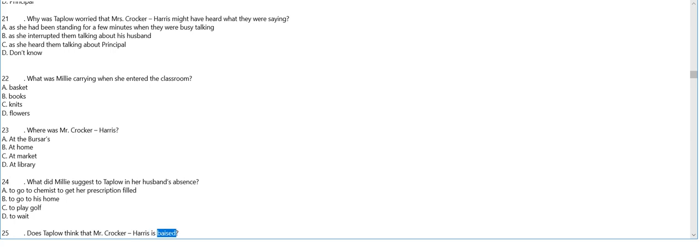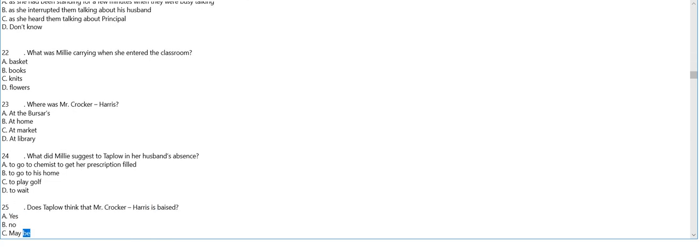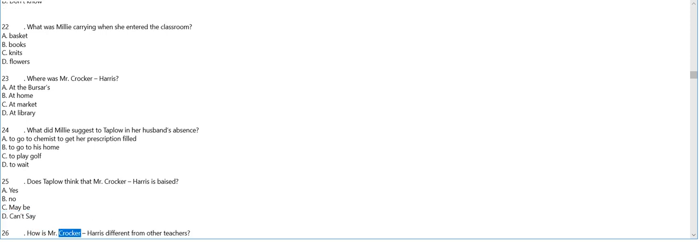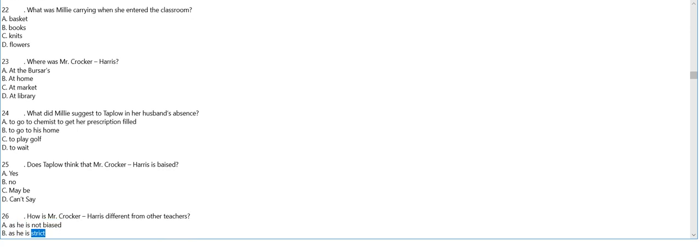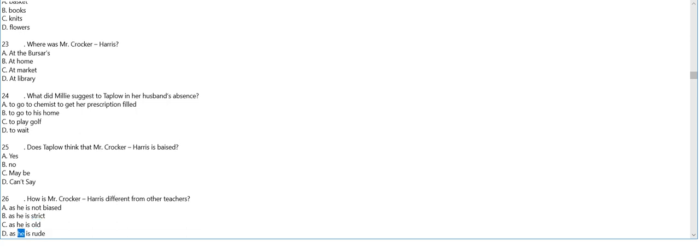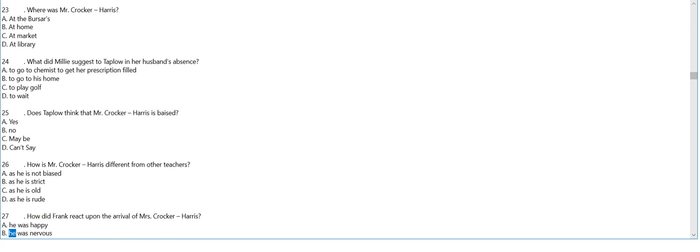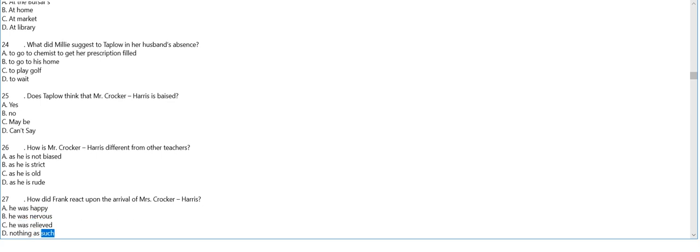25. Does Taplow think that Mr. Crocker-Harris is biased? A. Yes. B. No. C. Maybe. D. Can't say. 26. How is Mr. Crocker-Harris different from other teachers? A. As he is not biased. B. As he is strict. C. As he is old. D. As he is rude. 27. How did Frank react upon the arrival of Mrs. Crocker-Harris? A. He was happy. B. He was nervous. C. He was relieved. D. Nothing as such.